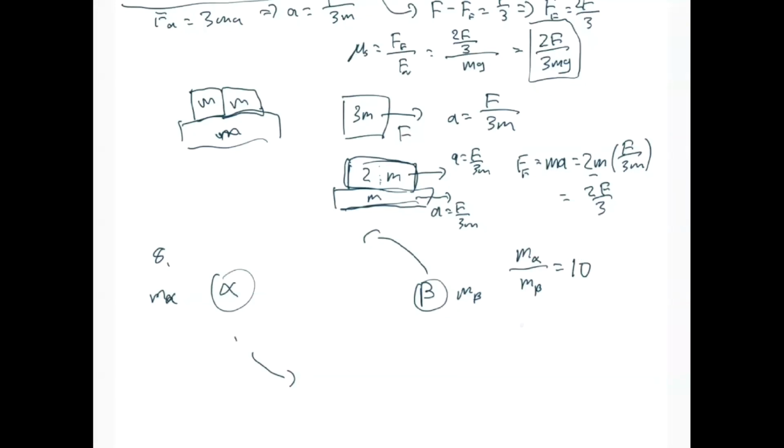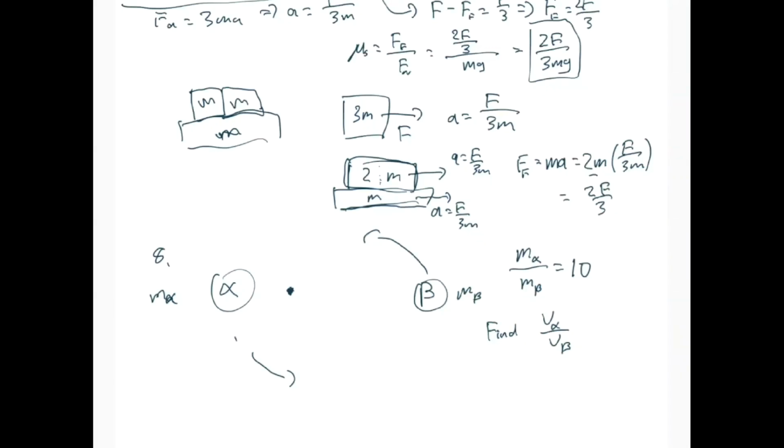So we want to find, in the rest frame of the system, the ratio v alpha over v beta. And for this question, I'm assuming what they mean by the rest frame of the system to be the rest frame of the center of mass. So let's just say the center of mass is fixed here.